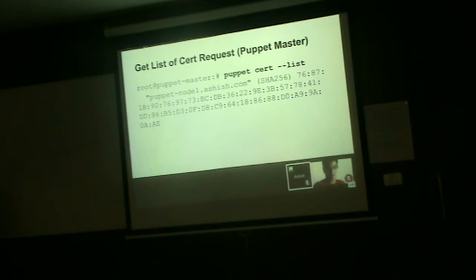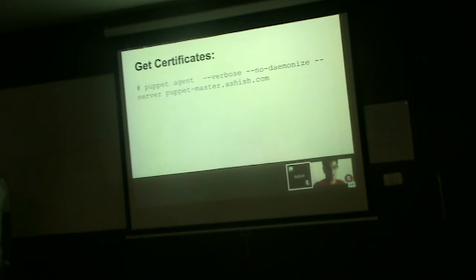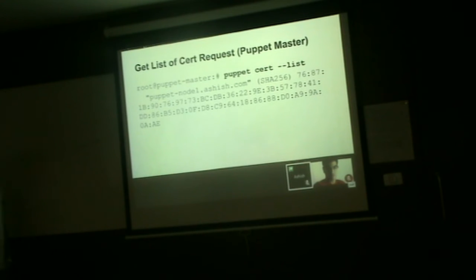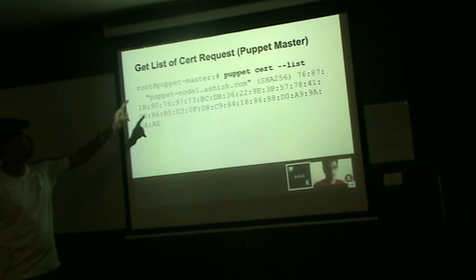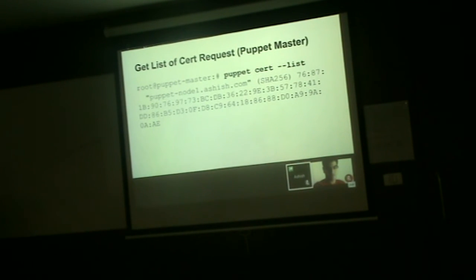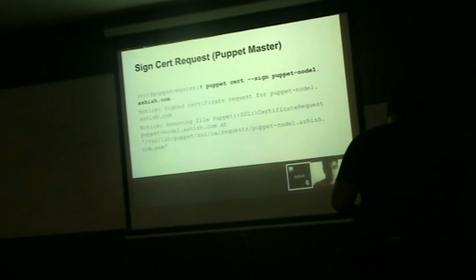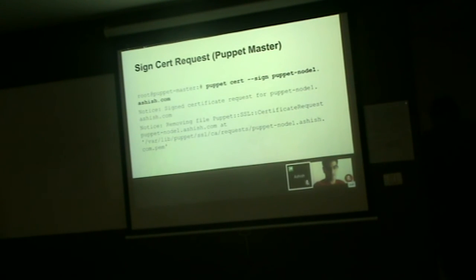When we are running it for the first time, first of all it sends a certificate request, which you can see on the Puppet Master. When you say puppet cert list, you're going to find a cert request from Puppet node 1, and the next thing you have to do is sign it. If you want, you can accept it; if you want, you can reject it, depending on the configuration. So any node that has Puppet installed can send this request to any of the Puppet Master nodes.